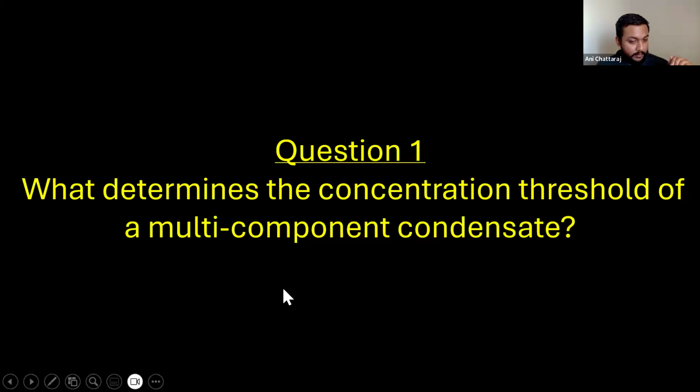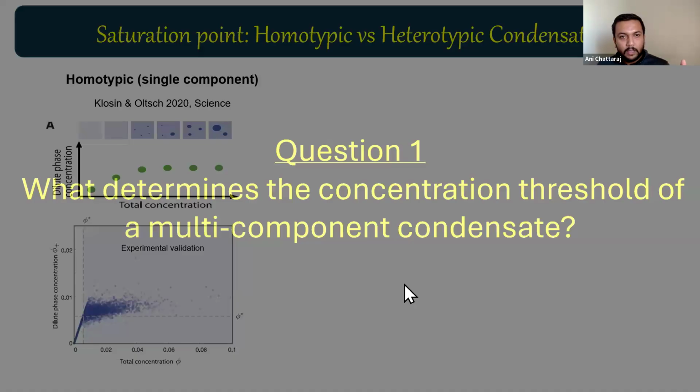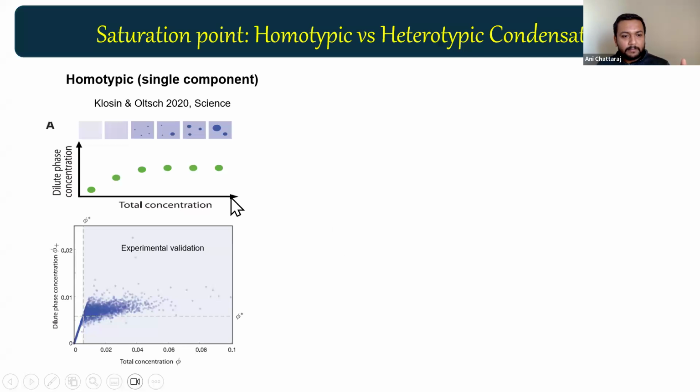So the first question we'll be looking at is what is the concentration threshold of multi-component droplets. This is a project that I worked on with Les and Michael during my PhD, and I will summarize our main finding using the tools called Spring Salad and NFSIM. To summarize the problem, we can broadly classify this structure into two distinct categories. One is called homotypic condensate, another is called heterotypic condensate.